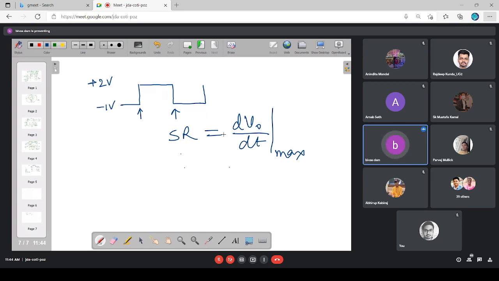This is the maximum rate of change that is possible at the amplifier output or at any electrical node. This output is also one electrical node. So at any electrical node, there might be a certain maximum limit at which the output can have its state change. So the dV0/dt max is the slew rate of that particular device. Same is true for the operational amplifier also. In the case of the operational amplifier also, the output will be having some finite slew rate.